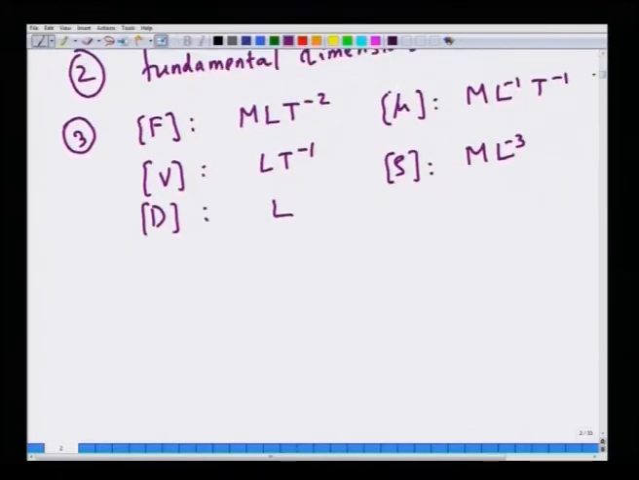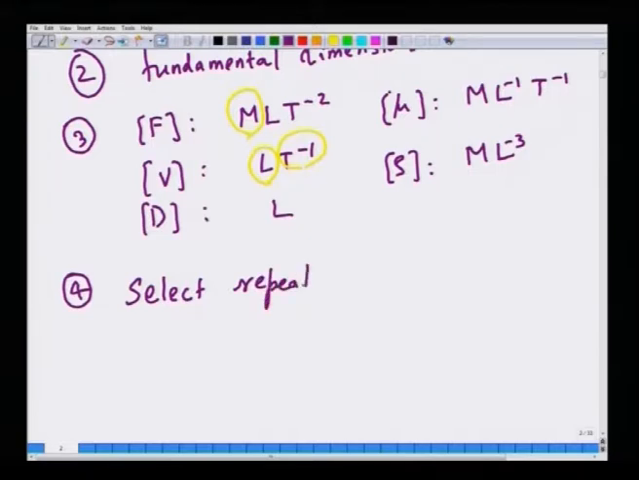So, if you can see all the variables, you will see that you have m, you have l and you have time. There is no other fundamental dimension present in this problem. The fourth step is to select repeating variables or repeating parameters, such that you can construct all the 3 fundamental dimensions based on these 3 repeating parameters.